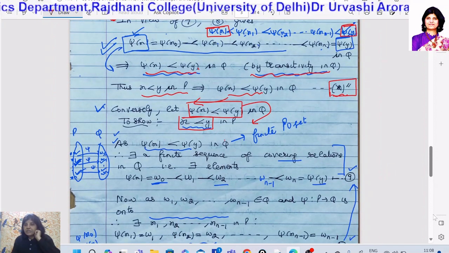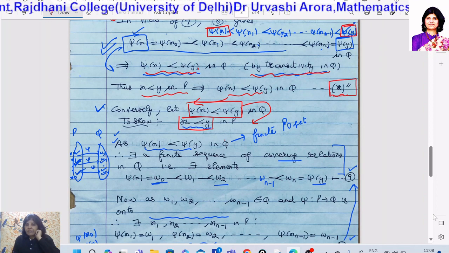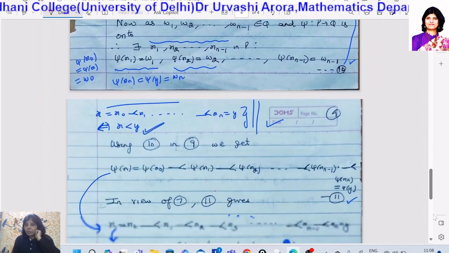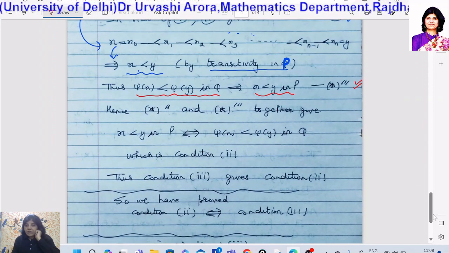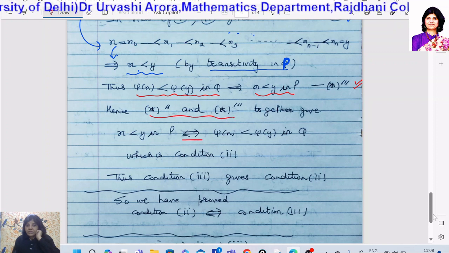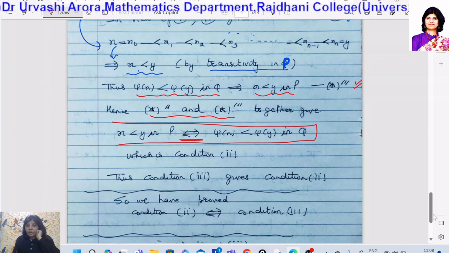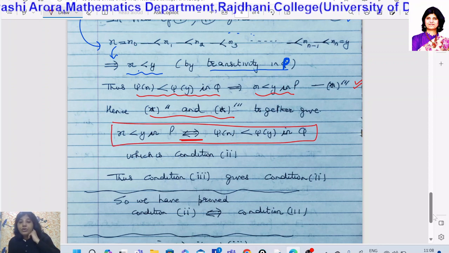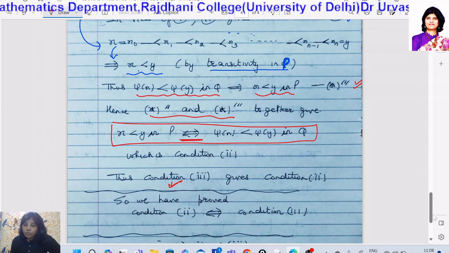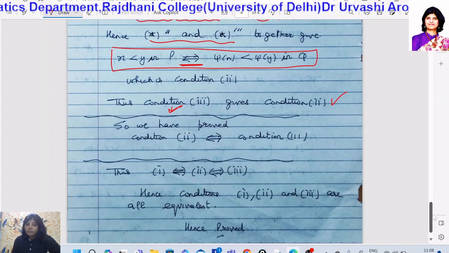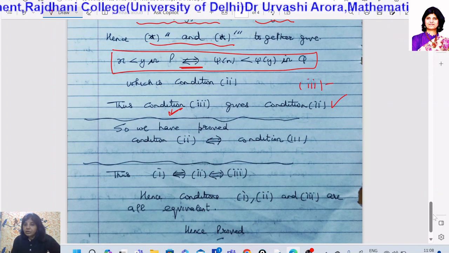Now using star double dash and star triple dash, where star double dash is x less than y implies psi x less than psi y, and star triple dash is the opposite, combining these two we get the result is if and only if. This result which we have got now is nothing but condition 2. So we started with condition 3, we assumed condition 3 to be true, and we have got condition 2, which means that we have shown that condition 3 implies condition 2.